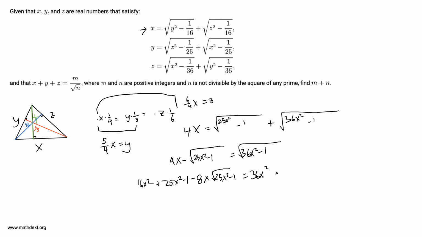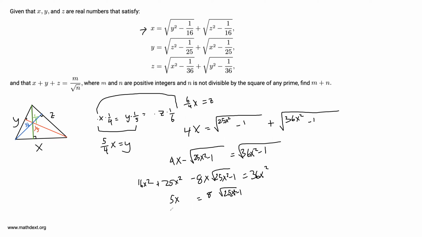And we can add 1 to both sides to get rid of this minus 1. And we can sort of combine like terms to put all the x squares on one side. So we subtract 36x squared from both sides and add 8x times the square root of 25x squared minus 1 to both sides. We get 16x squared plus 25x squared minus 36x squared is equal to 8x times the square root of 25x squared minus 1. And we can divide both sides by x to get rid of one x term. And when we combine like terms, 16x plus 25x minus 36x is equal to 5x. So we get 5x is equal to 8 times root 25x squared minus 1.